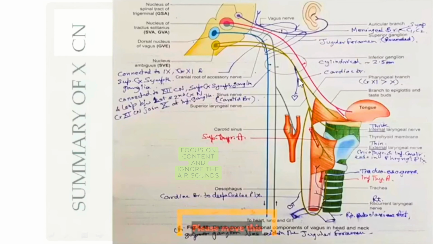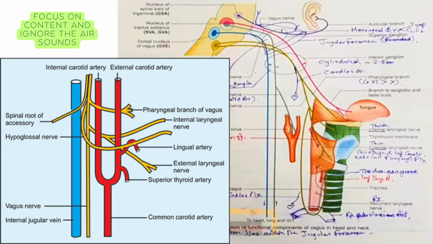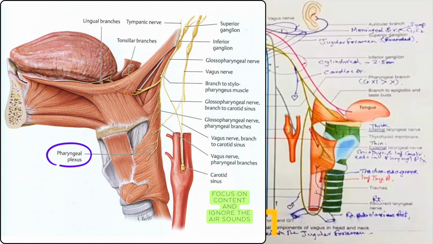This pharyngeal branch will descend down, and remember, it will pierce the carotid sheath and pass between the internal and external carotid arteries, right? So it descends down on the lateral side of the pharynx, crossing the superior constrictor at the upper part of the middle constrictor. It will form a plexus, and this plexus will have contributions from the ninth nerve as well as from the sympathetic fibers.